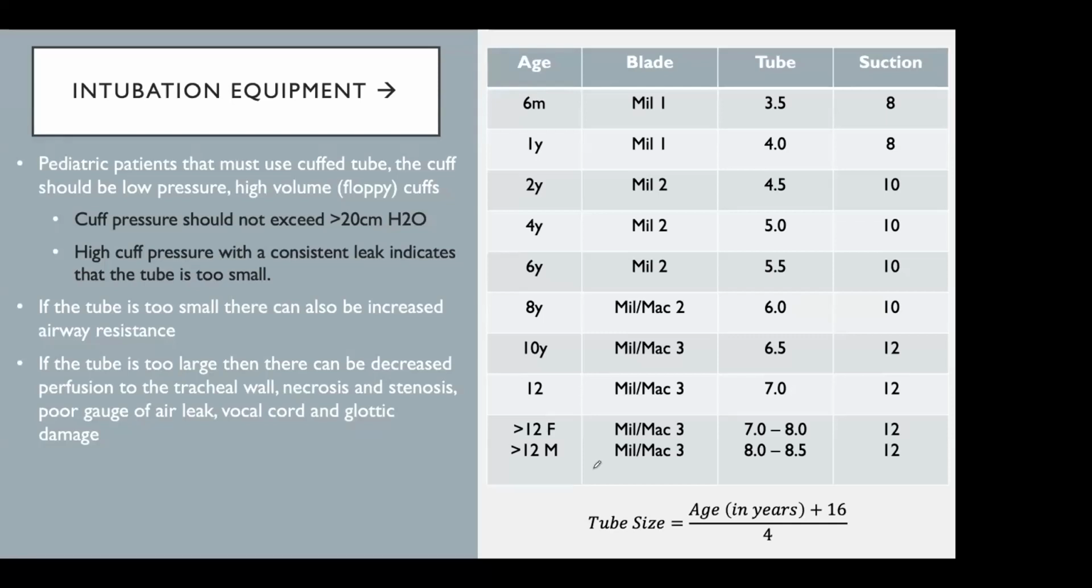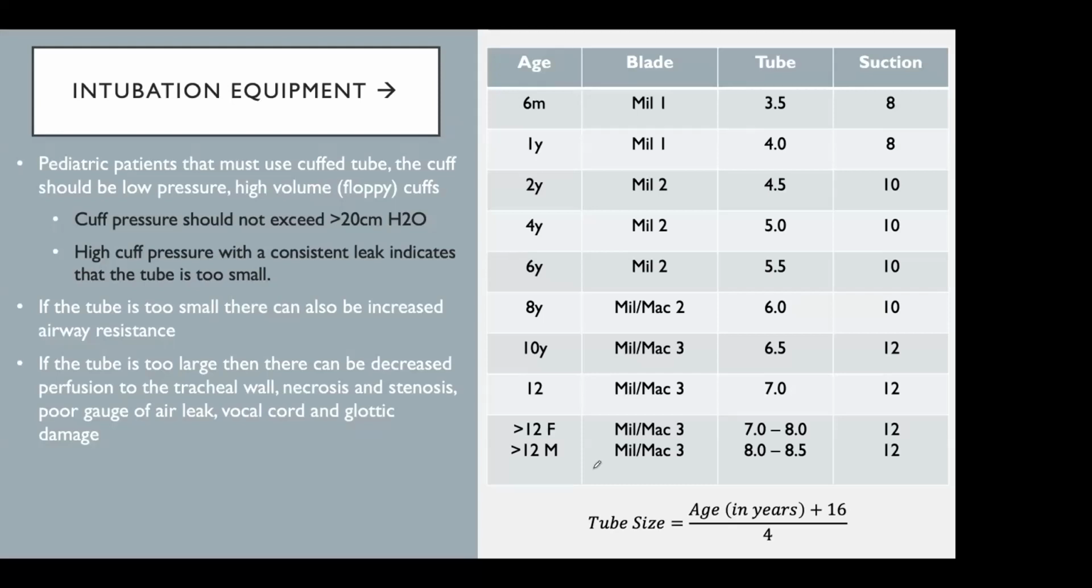So high cuff pressures with a consistent leak indicates that the tube is too small, or if we're thinking about epiglottitis and things like that, we may intubate with a smaller tube. Eventually, if the patient keeps needing intubation for some other reason, that swelling goes away. You keep pushing air in there and air in there, and you keep getting a consistent leak. You need to change that tube.